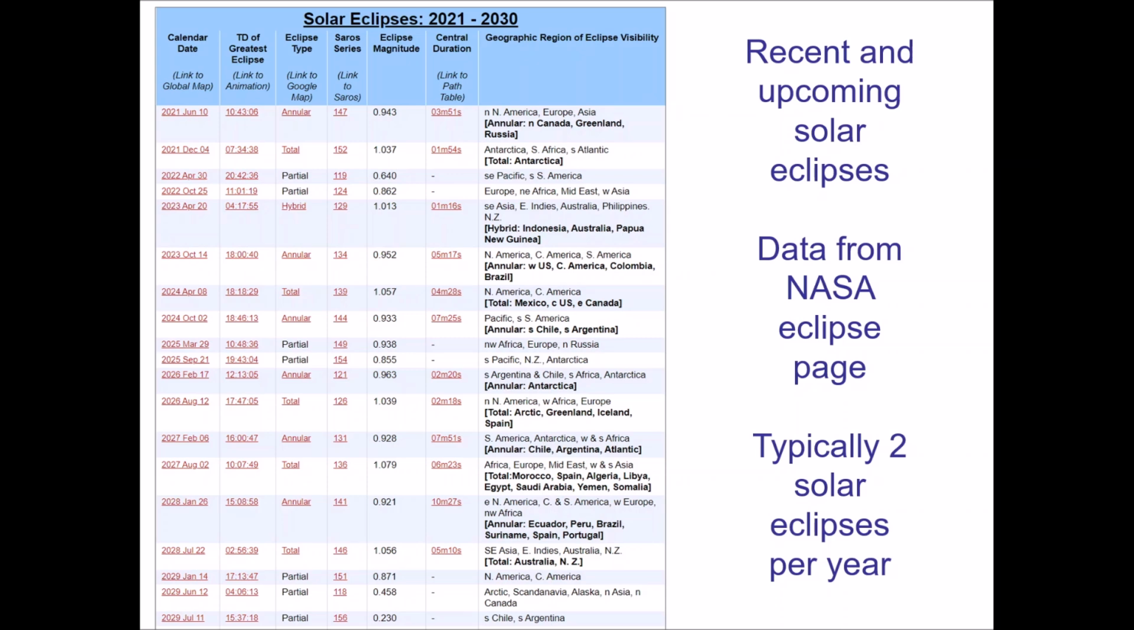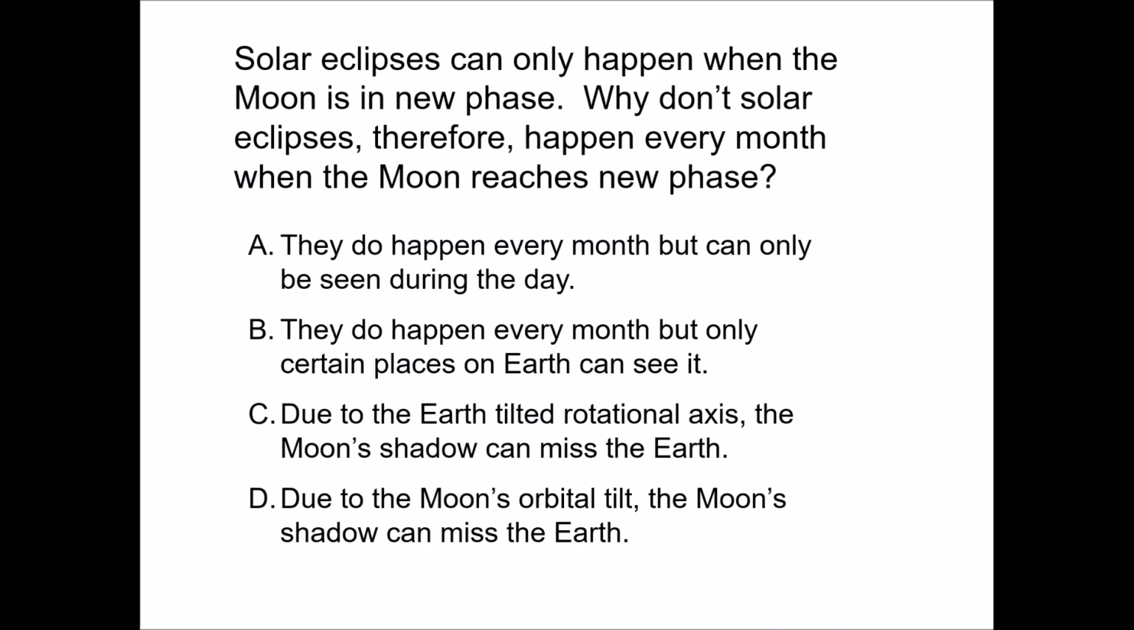All right, look at the dates. June, December, April, October, April, October, April, October. 6 months apart, 6 months apart, 6 months apart. Same kind of pattern we saw with the moon. So that's interesting. Here's a question for you. Solar eclipses can only happen when the moon is in new phase. Why don't solar eclipses therefore happen every month when the moon reaches new phase?